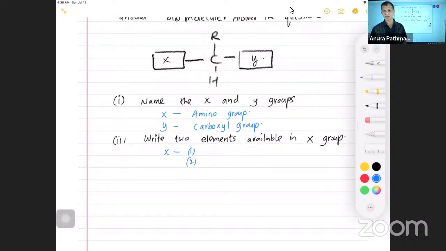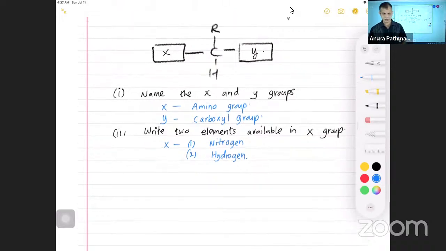Two elements available in X group: nitrogen and hydrogen. So in our nitrogenous waste, nitrogen is used in our digestive system to produce urea, the nitrogenous waste.